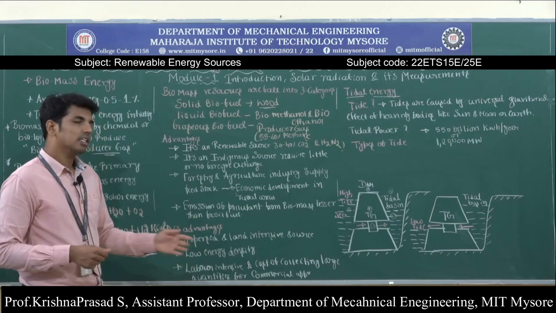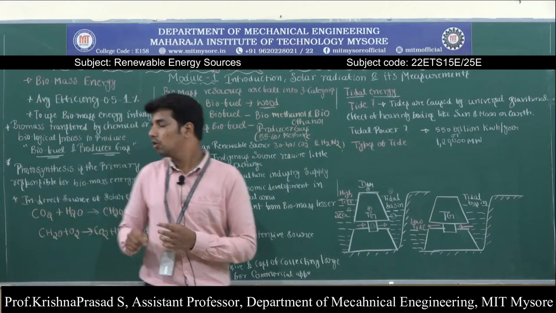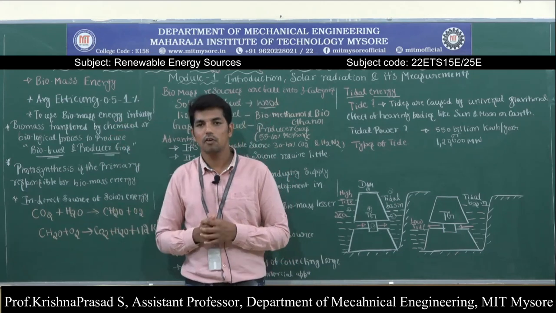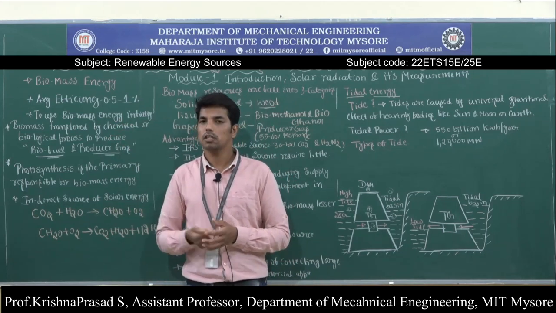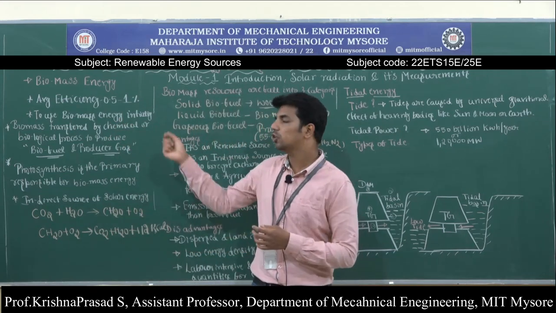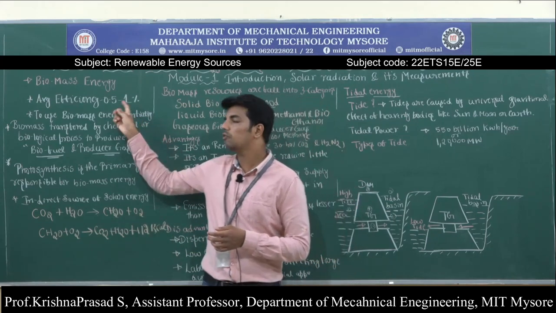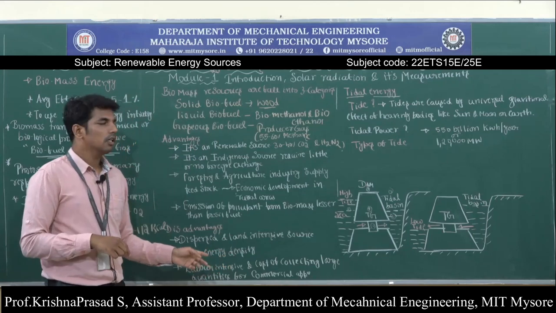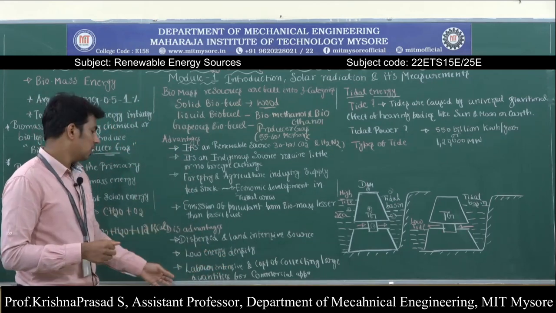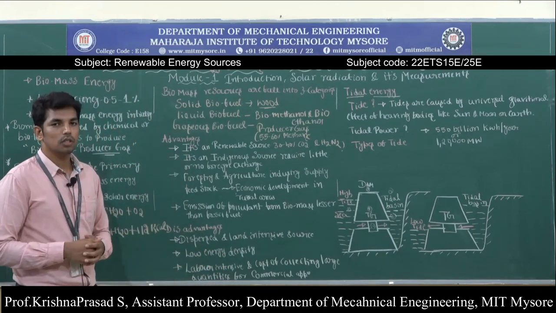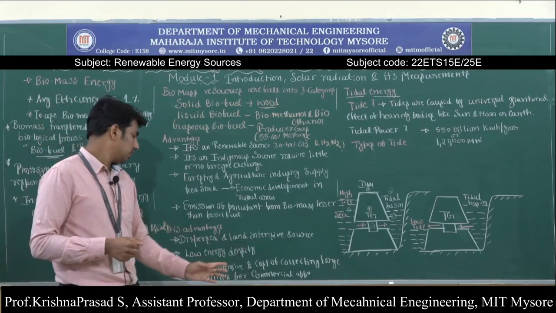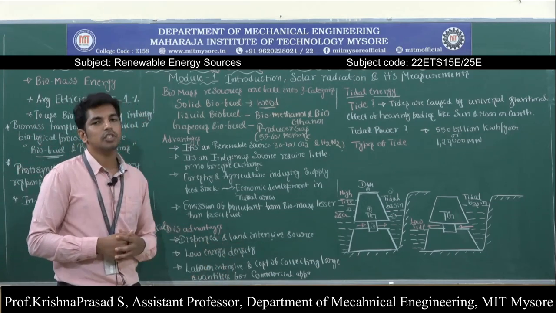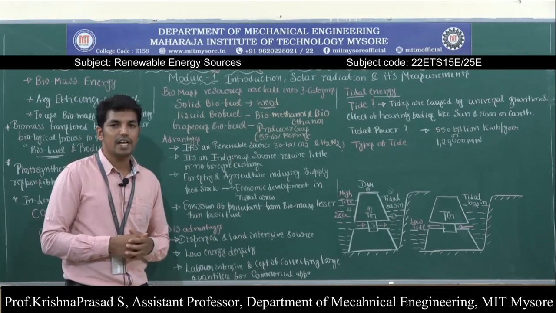Next, low energy density. We already said that the average efficiency of photosynthesis conversion of solar energy into biomass energy is only 0.5 to 1%. So that is the low energy density in the case of biomass energy, and it is also a labor-intensive process. That means the cost of collecting the large quantity for a commercial energy source is also very high.